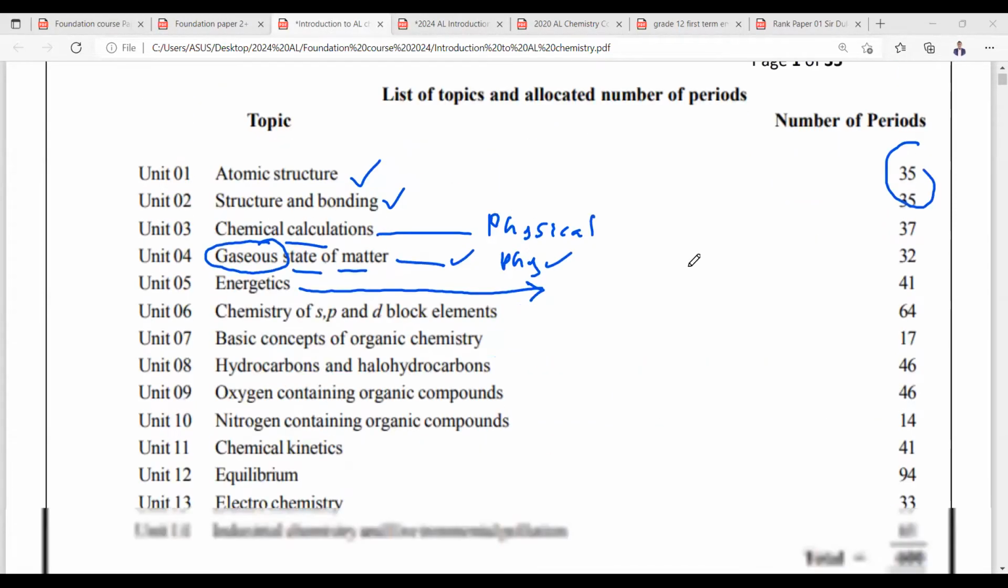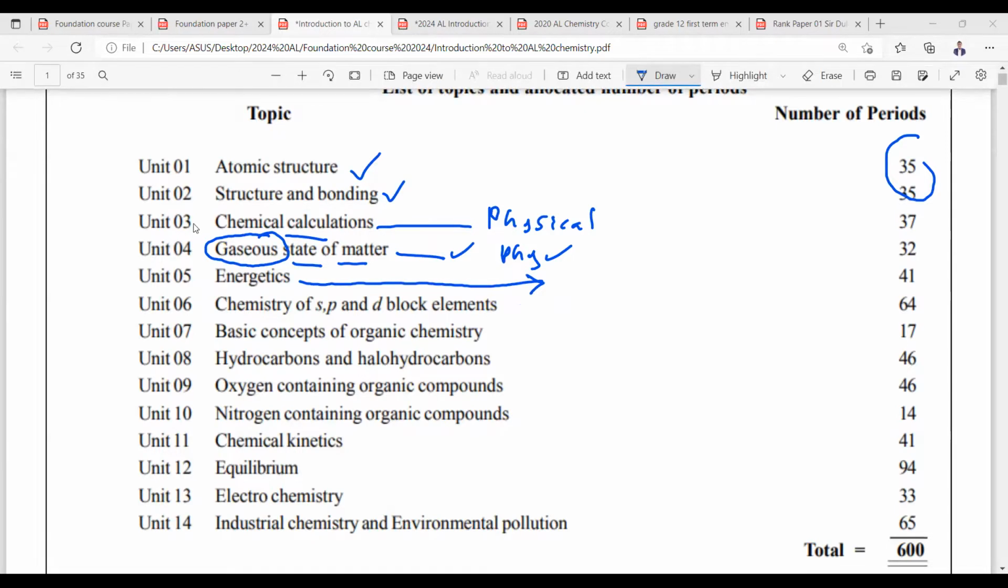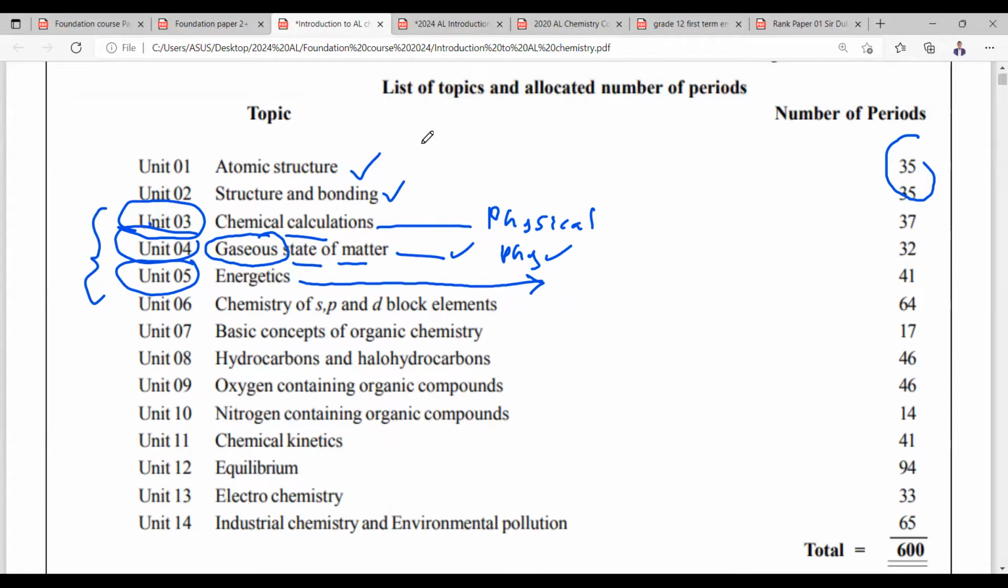So you should write the topics here under physical chemistry. Under the physical chemistry part, you should write unit 3, unit 4, and unit 5. This way. Just write only that 3.